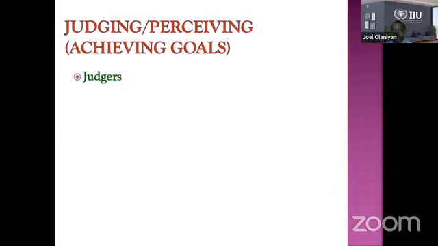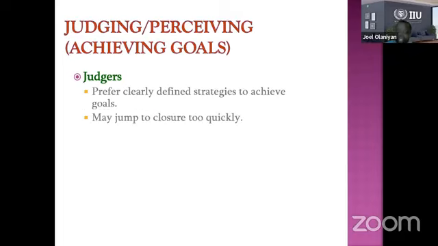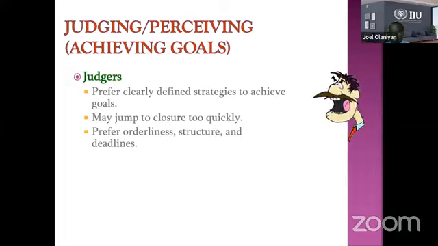There are some we call the judges and some the perceivers. These are people that are set to achieve goals. They are your students. They are determined to achieve goals. They are judges. They prefer clearly defined strategies to achieve their goals. So they will want you to give them specifications, a route plan, a blueprint of whatever you want them to do. They also jump to closure too quickly. They jump to conclusion. They are very hyper and they are very forward in their thoughts. They prefer orderliness, though they prefer also structure, and they like when you give them deadlines so that they can point at you that I have done my work or I have not finished.